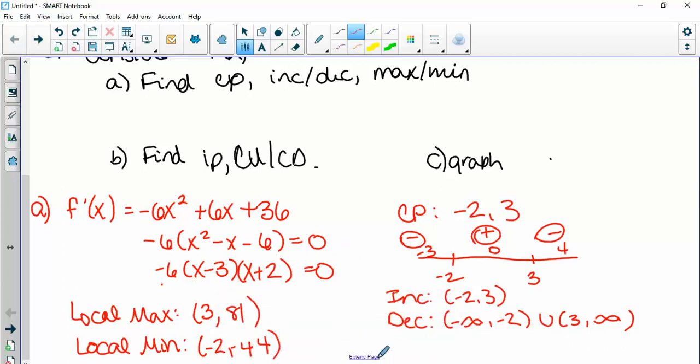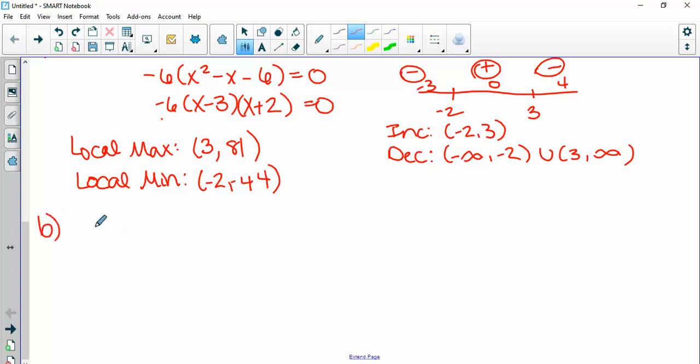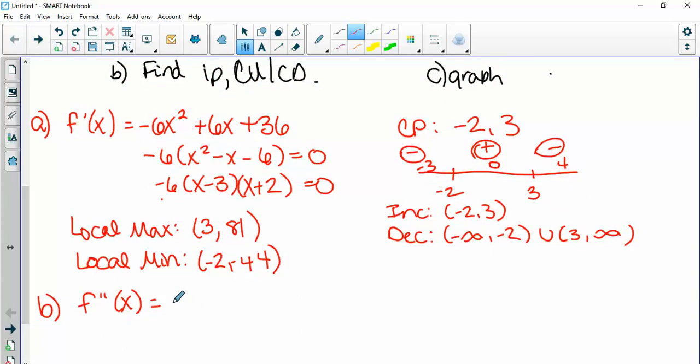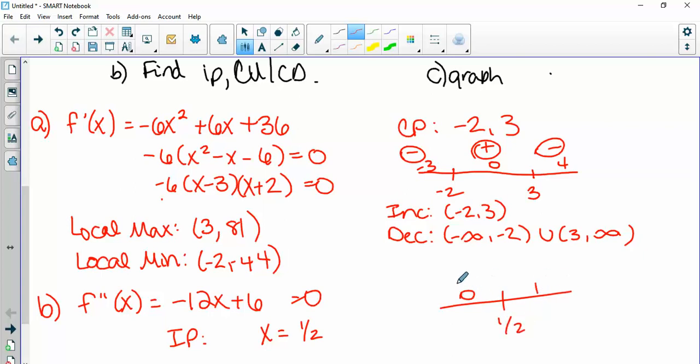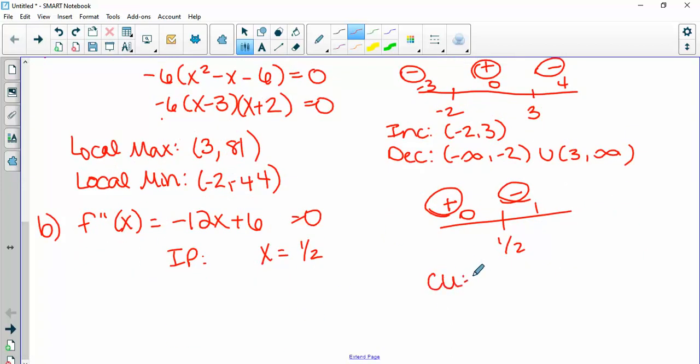Then we need inflection points. So second derivative. Okay, so that would be -12x plus 6. Set that equal to 0 and you get 1/2. So that's my inflection point. Before that it would be positive, after it's negative. So we are concave up, negative infinity to 1/2. Concave down, 1/2 to infinity.